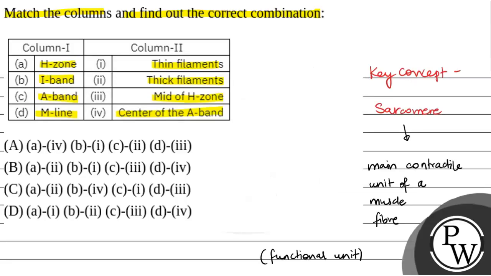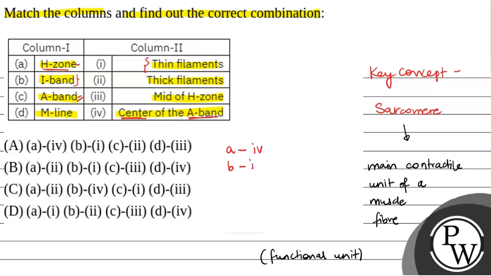Coming back to the question में सबसे पहला दिया हुआ है H zone. We just saw जो H zone होता है, it lies in the middle of the A zone, जहाँ पे सिर्फ myosin bands present होते हैं, thick filaments present होते हैं. So A matches to 4. Second जो I band होता है, it is the lighter band जो thin filament से बना होता है. So B matches to 1.